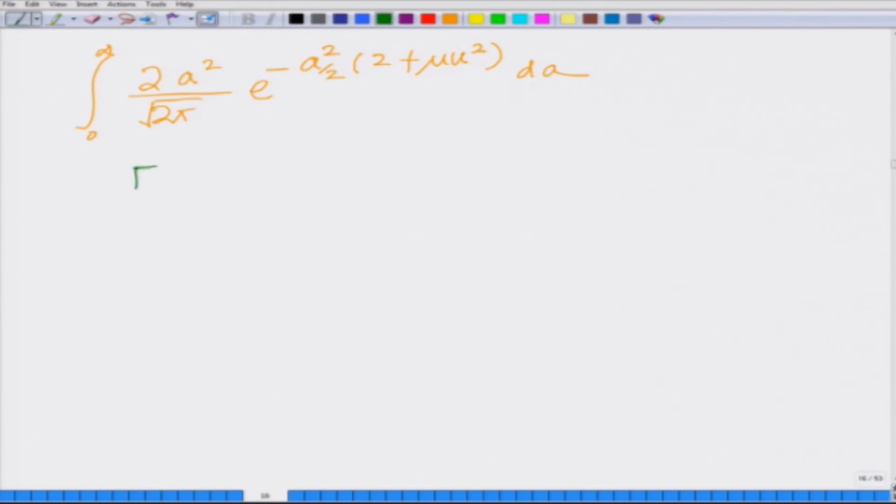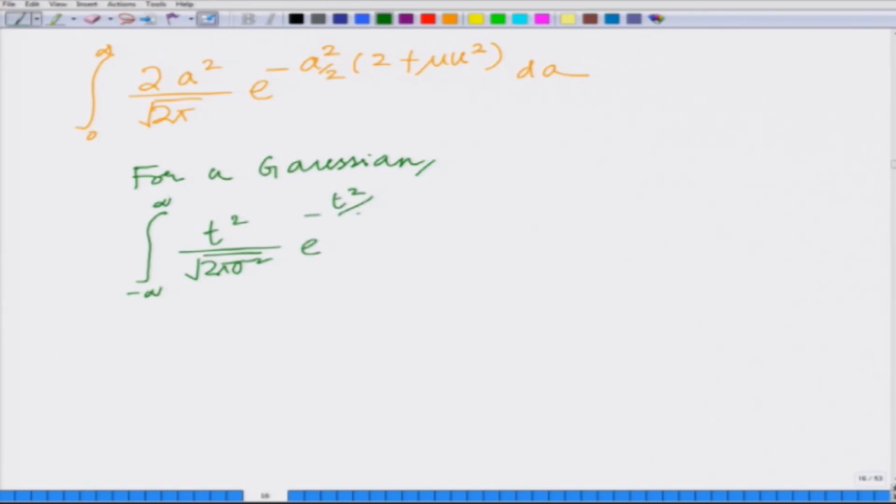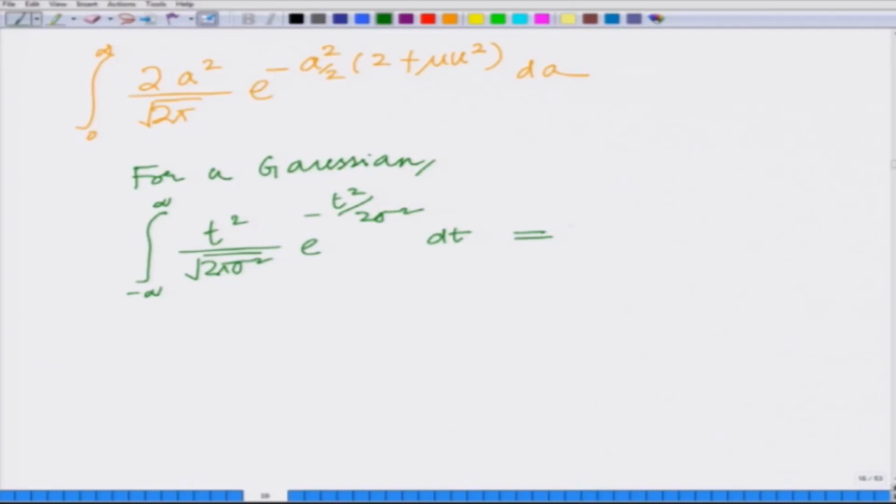For a Gaussian distribution, we have the integral from minus infinity to infinity of t square divided by square root of 2 pi sigma square e raised to minus t square divided by 2 sigma square dt. Now, this quantity is simply an evaluation of the variance of the zero mean Gaussian random variable with mean 0 and variance sigma square. So, this is equal to sigma square.